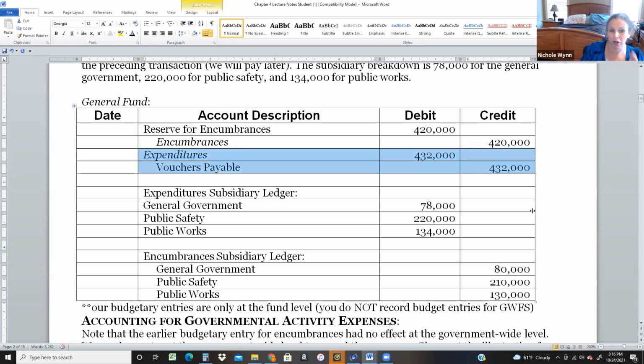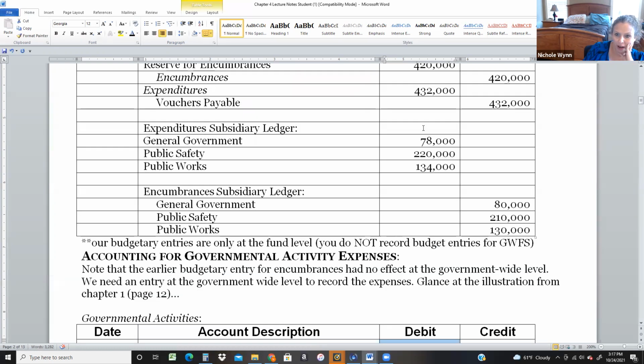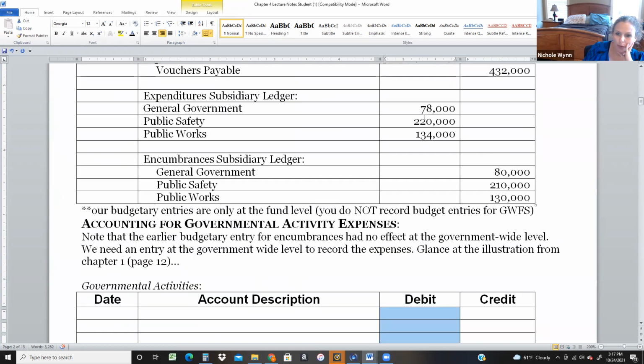an entry for the actual expenditure, because at the government-wide level, you just spent $432,000. So what we need to do at the government-wide level is we need to spend $432,000. So our credit is vouchers payable for 432. And then we're going to go ahead and provide the detail of what we spent it on.